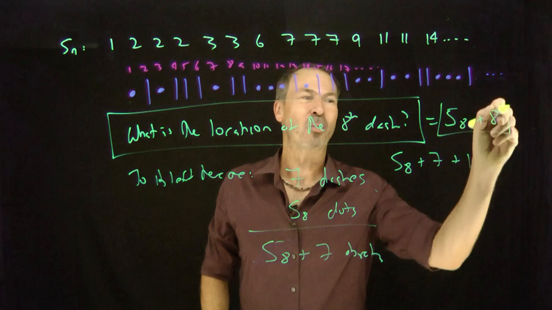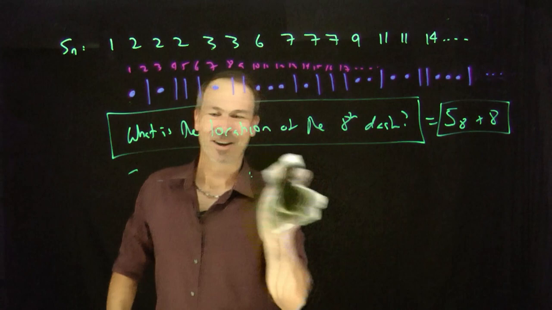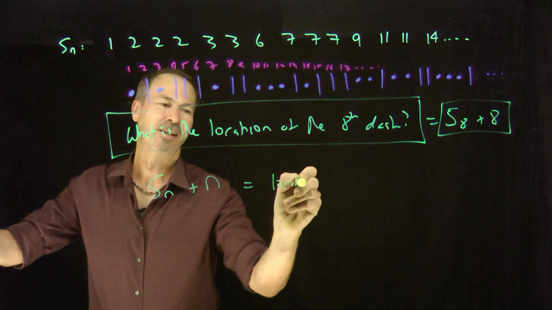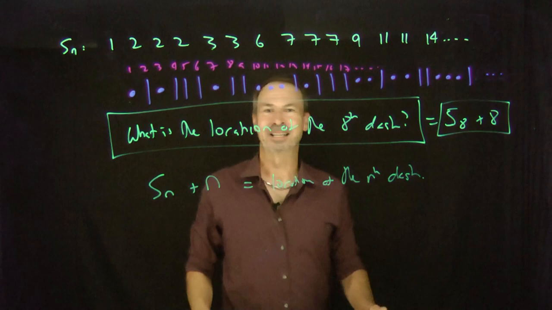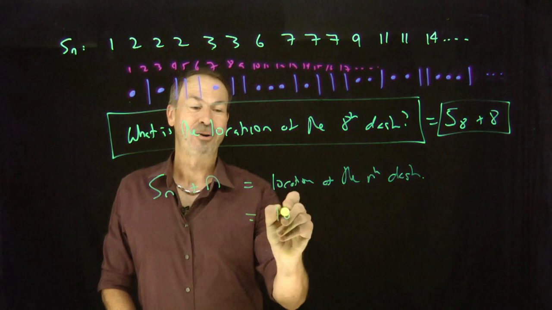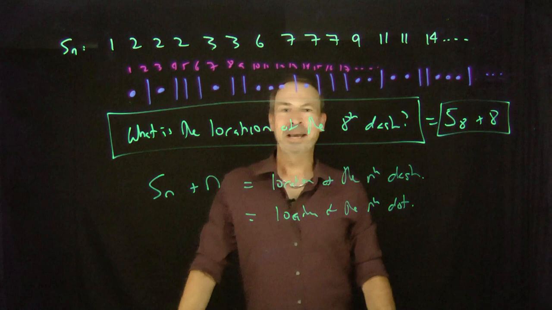In general, I think we've got it. Sn plus n equals the location of the nth dash, which is beautiful. There it is. Love it. But then I could ask the same question about dots: the location of the nth dot.